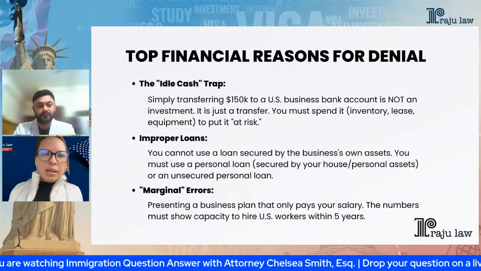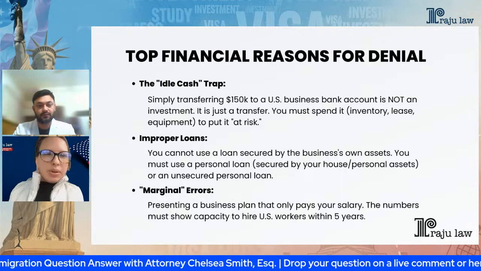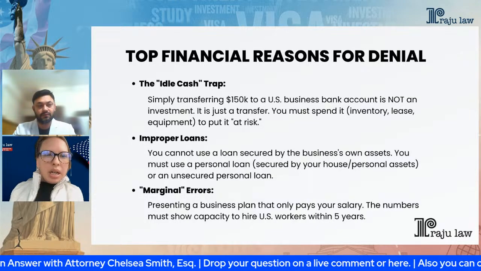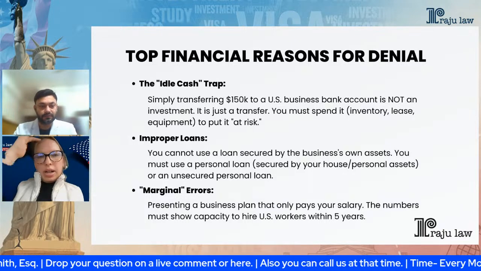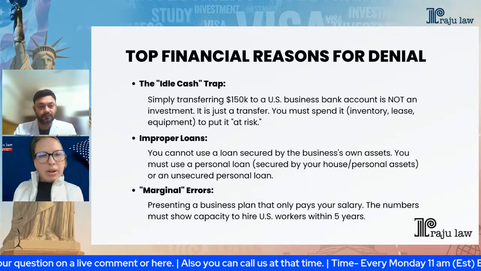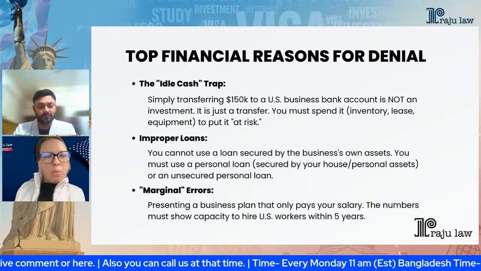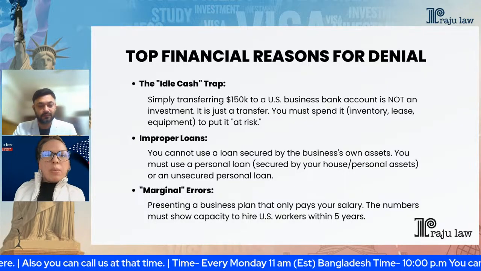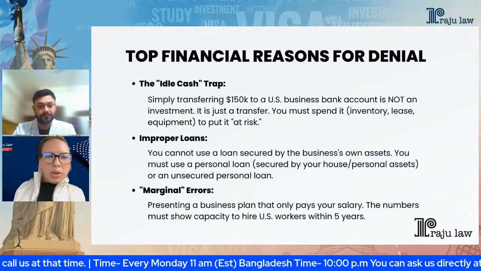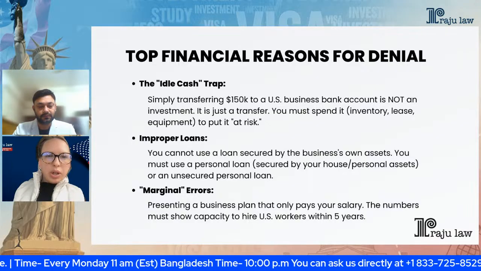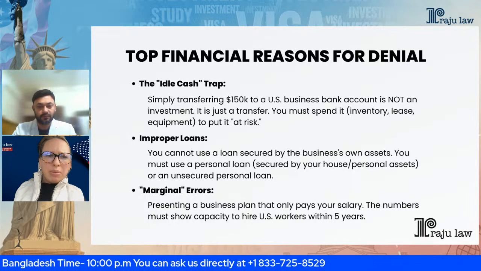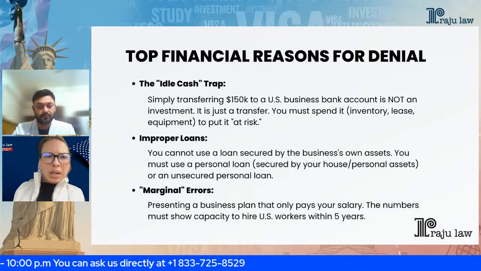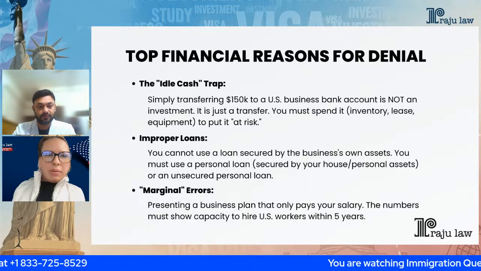I think I got this backward. I think I said this backward. I'm so sorry. That's right. All good. I said this backwards. I'm so sorry. Let's go back up here. For improper loans, it wants you to use personal loans that are secured by your house, personal assets, or unsecured. That doesn't make sense. I'm sorry. I think this slide is confusing me.